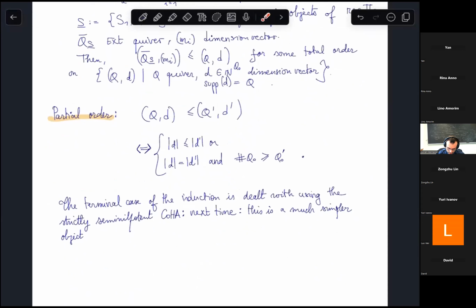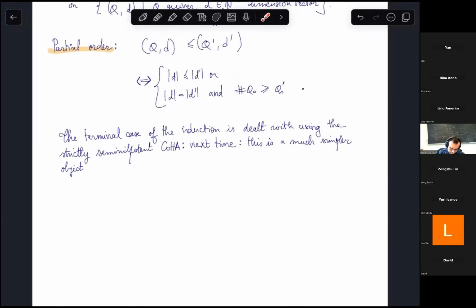And then at some point, we can't do induction anymore. We can't iterate. I mean, the X quiver is going to be the same as the quiver we started with. And this case is dealt with using strictly semi-nilpotent cohomological Hall algebra. What is it? Which is something I will explain tomorrow. But so I have time to tell you what it is.